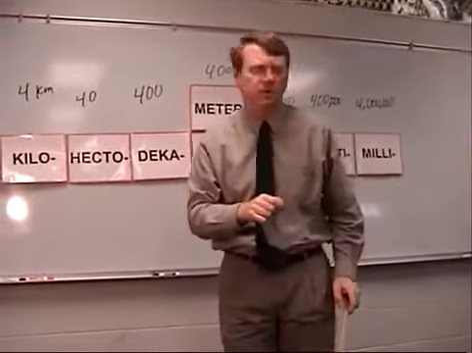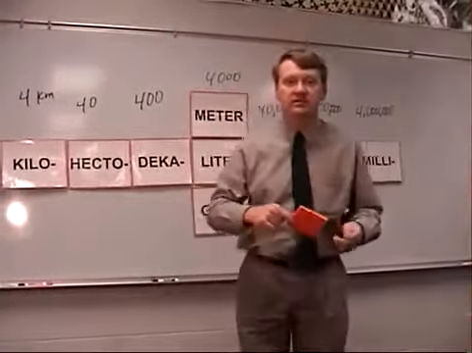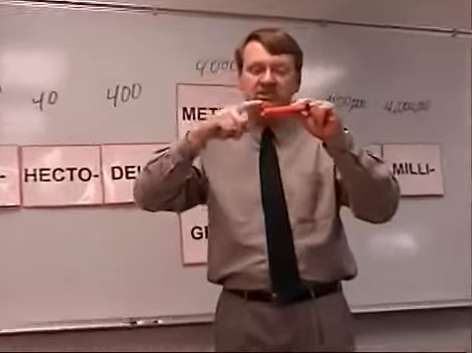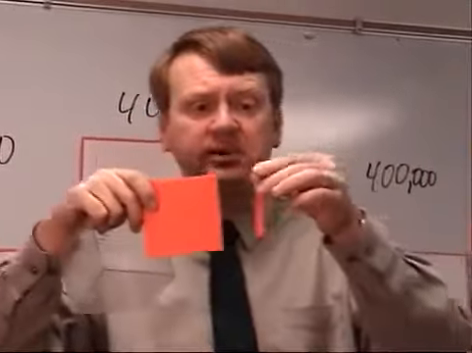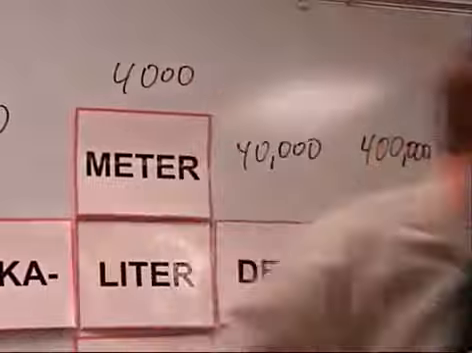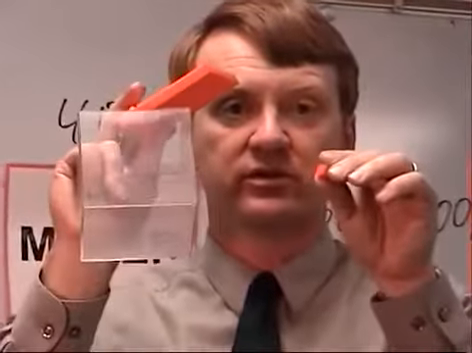But they needed something smaller. They split it up into 10 pieces. It's called a deciliter. They split this up. This isn't hollow, but if it was, it'd hold a deciliter. Split that up into 10. You get a centiliter. Split that up into 10. You get a milliliter. This is 1,000th of the original.